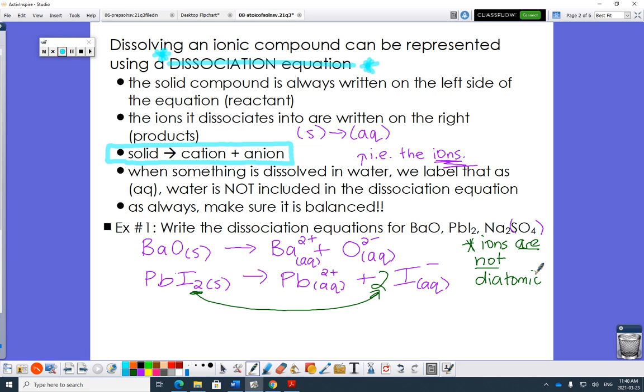So ions are not diatomic. So I'm kind of out of room here, but if you want to reiterate for yourself, how do you know if something is an ion? It's going to be labeled AQ, okay? The AQ substances are not diatomic.